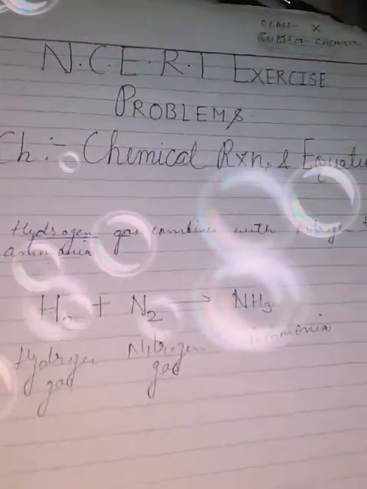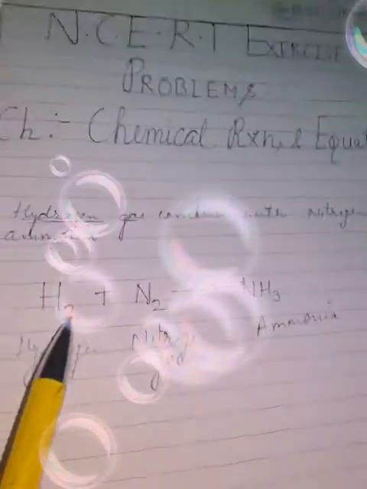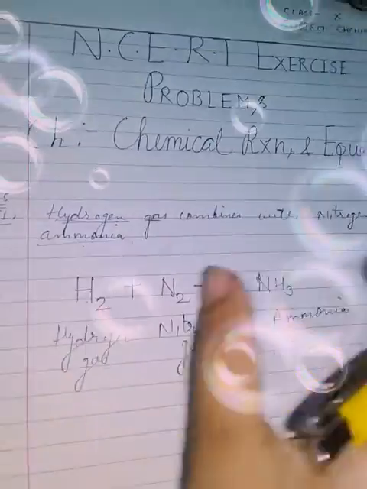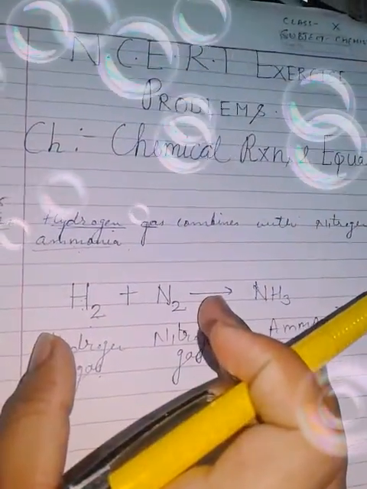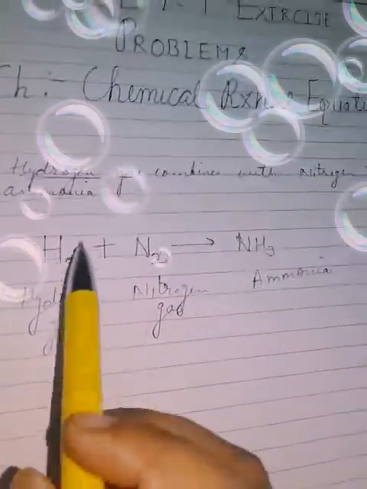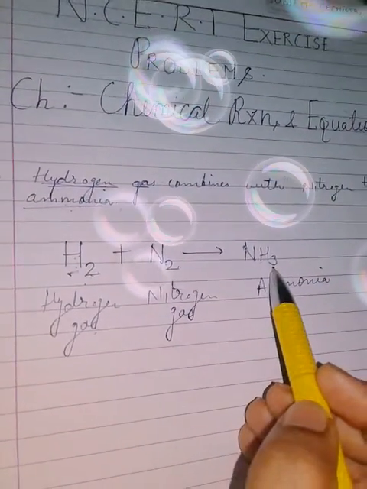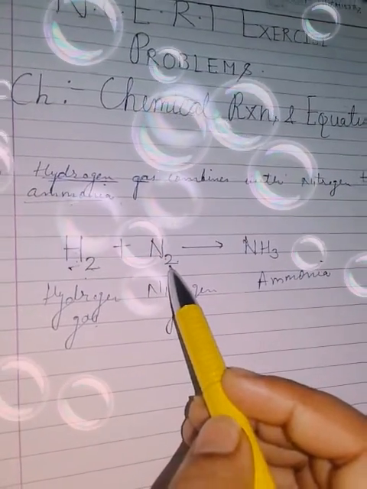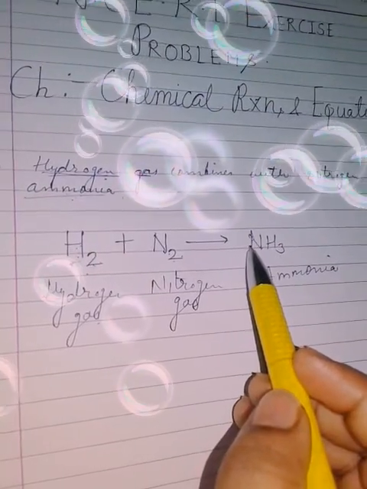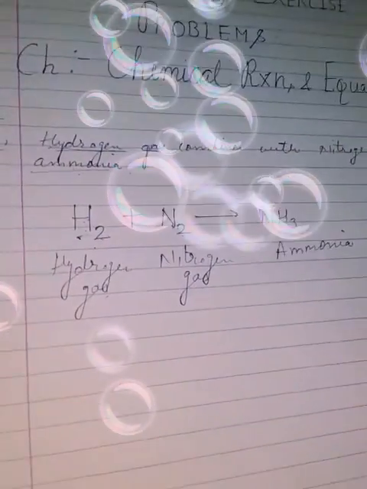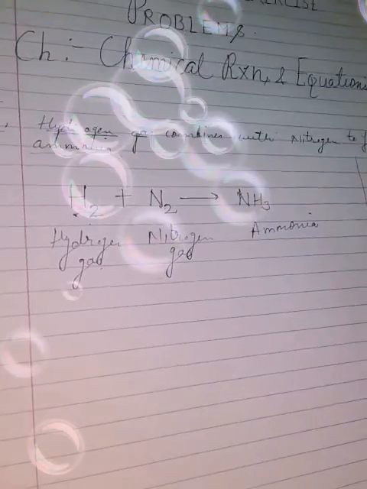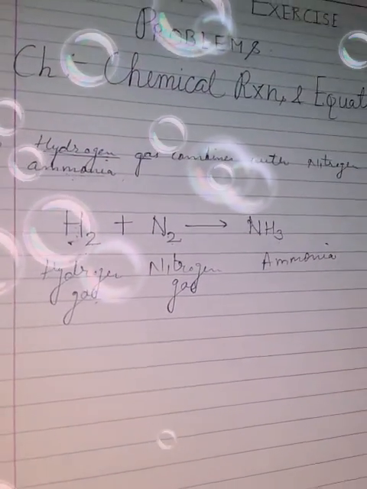Okay, so let us start balancing it. First of all, let us count the number of atoms present on the reactant side and on the product side. Hydrogen, 2 atoms are present. Here hydrogen, 3 atoms are present. Nitrogen, 2 atoms are there, and here nitrogen, only 1 atom is there. So first of all, we will start by balancing hydrogen.